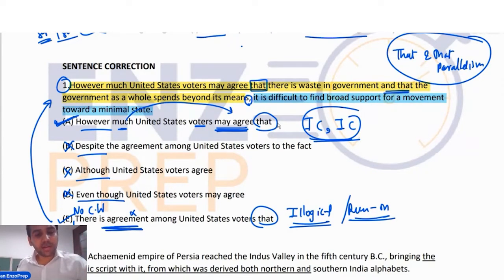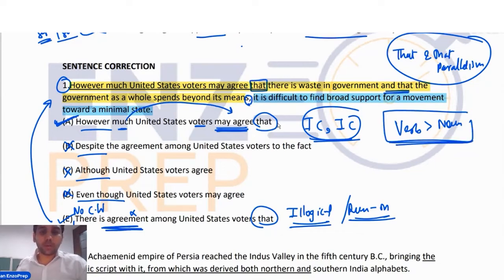And lastly, understand that a verb form is preferred to a noun form. On the GMAT, a verb form is preferred to a noun form. Agree here is a verb form. Agreement here is a noun form. If you could not see any of the other reasons that we have discussed for elimination, I'm sure you wouldn't be able to miss out on this. Agree is a verb form. Agreement is a noun form. And since verb forms are preferred over noun forms, you could have gone for option A.